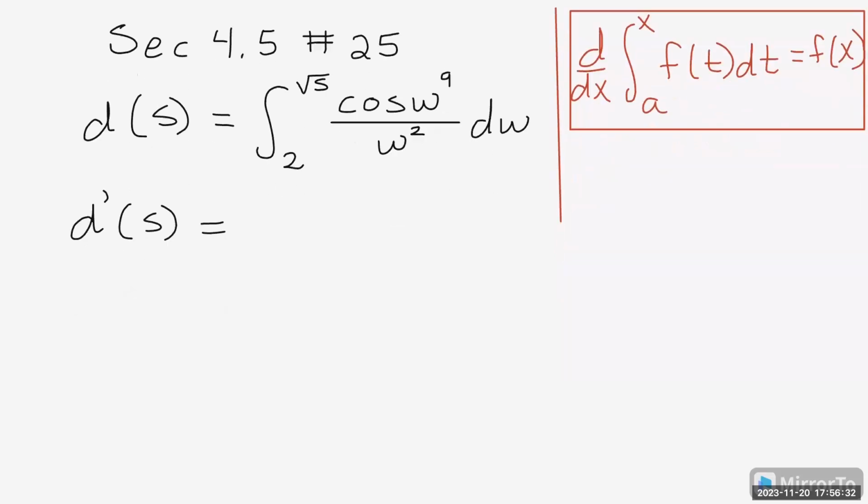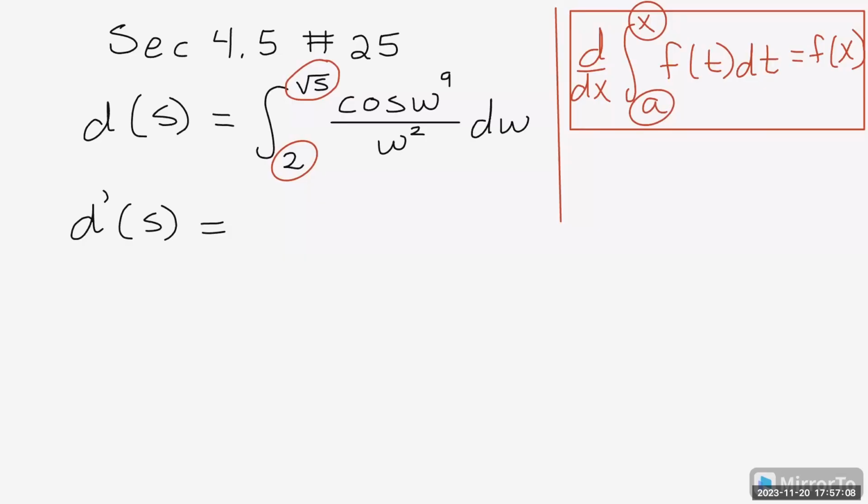One thing to pay attention to in this problem is that instead of going from a constant a to x, this is going from the constant 2, that part's fine, but to the square root of s, not just s or x. It's something other than just the x, which means that we're going to have to use the chain rule version of this rule.